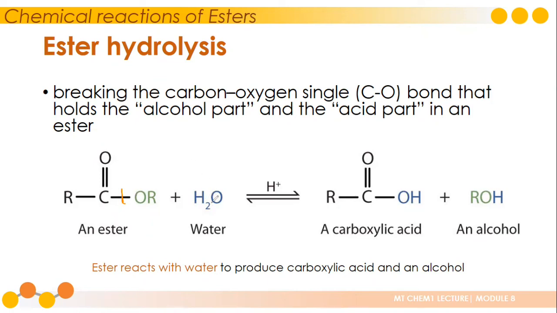So as you can see here, the hydroxyl group from water will bind with the ester, replacing the OR group to produce a carboxylic acid. And then the remaining hydrogen here will bond with our OR from the ester to produce an alcohol.